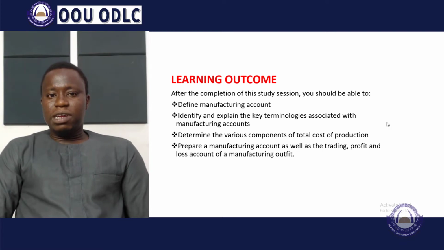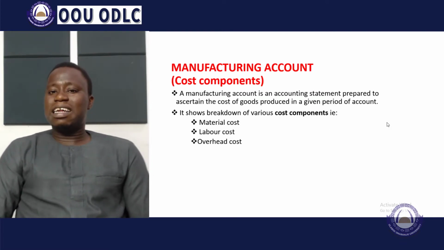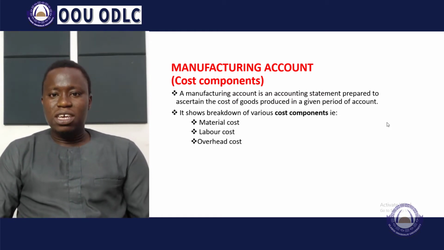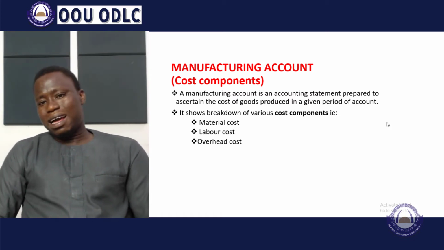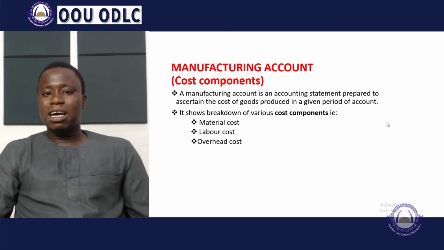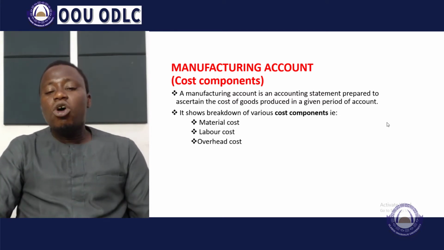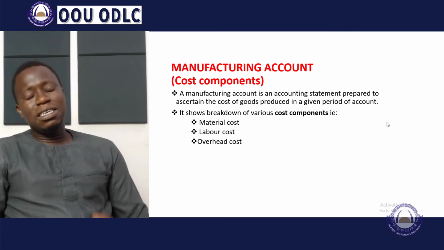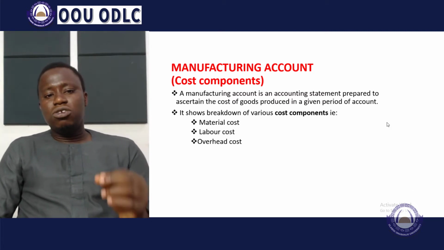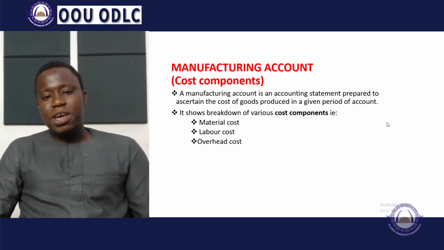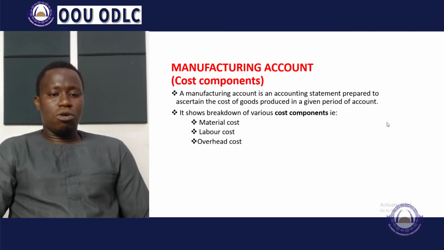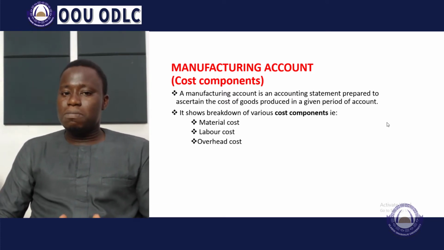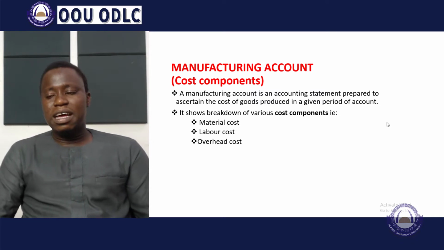When we talk of manufacturing account, it is an accounting statement prepared to ascertain the cost of goods produced in a given period of account. That is, the essence of the manufacturing account is to ascertain the cost of goods produced in a given period, and the manufacturing account usually shows the various cost components. The cost components can actually be divided into three. We have what we call the material cost, the labor cost, and the overhead.